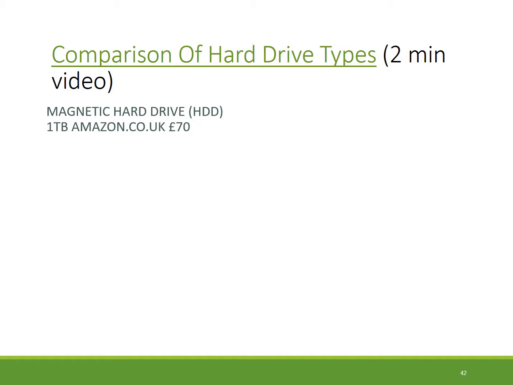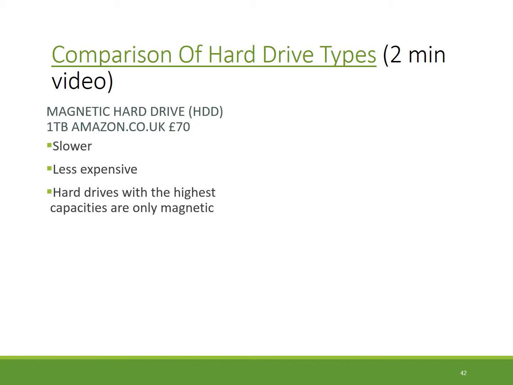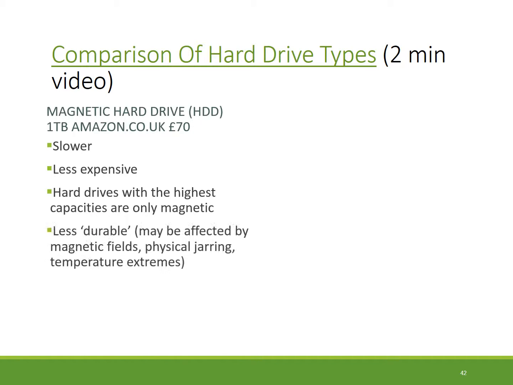So a magnetic hard drive, 1 terabyte on amazon.co.uk is €70. They're slower, but they're cheaper. Hard drives with the highest capacities are generally only magnetic and less durable. Okay, in other words, there's moving parts in this, there's magnetic fields, temperatures may affect these magnetic hard drives.